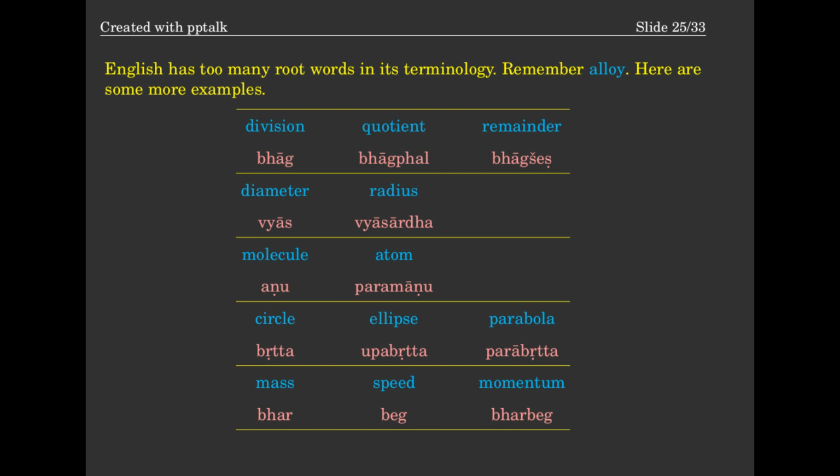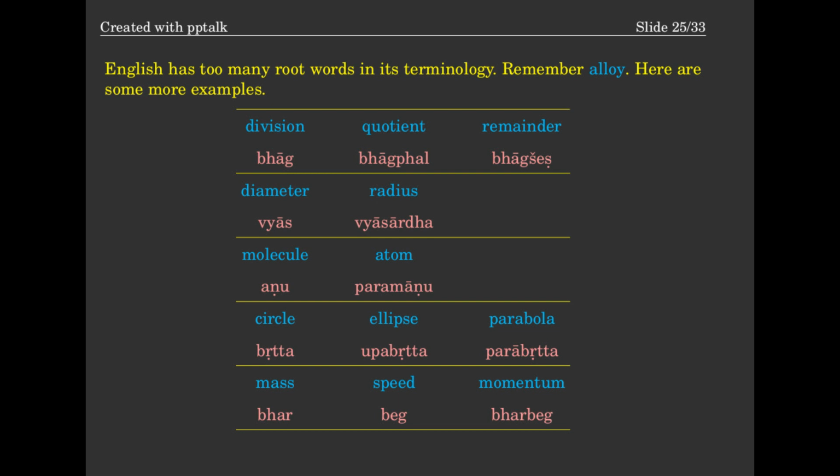Here are some more examples. Division, one of the four basic things you do with arithmetic. Now, after the division, what do you get? Quotient and remainder. In Bengali, division is bhag, but then quotient is bhagphal. Phal means result. And remainder is bhag shesh. Shesh means whatever is left over, or remainder you can say.